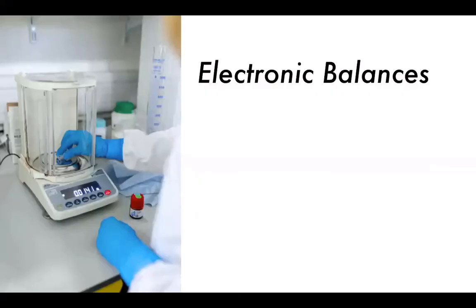Electronic balances are another integral part of most chemistry labs, or labs that are involved with analytical measurements, because they allow us to accurately measure different masses of a compound or a sample, different quantities.